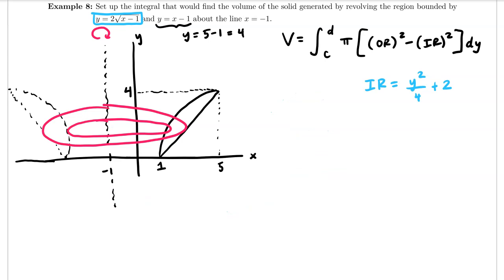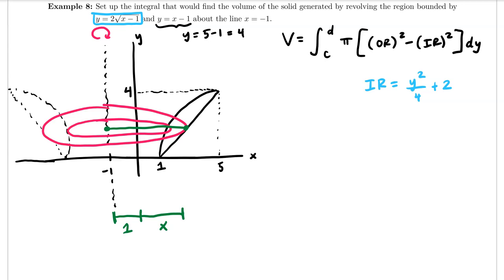Okay, now let's talk about our outer radius, which is the distance from here, our line x equals negative 1, to our linear curve. And just like we had before, the distance from the y-axis to the line x equals negative 1 is constant. That's going to remain 1. And then the distance from the y-axis to our curve is the x value for our linear curve.